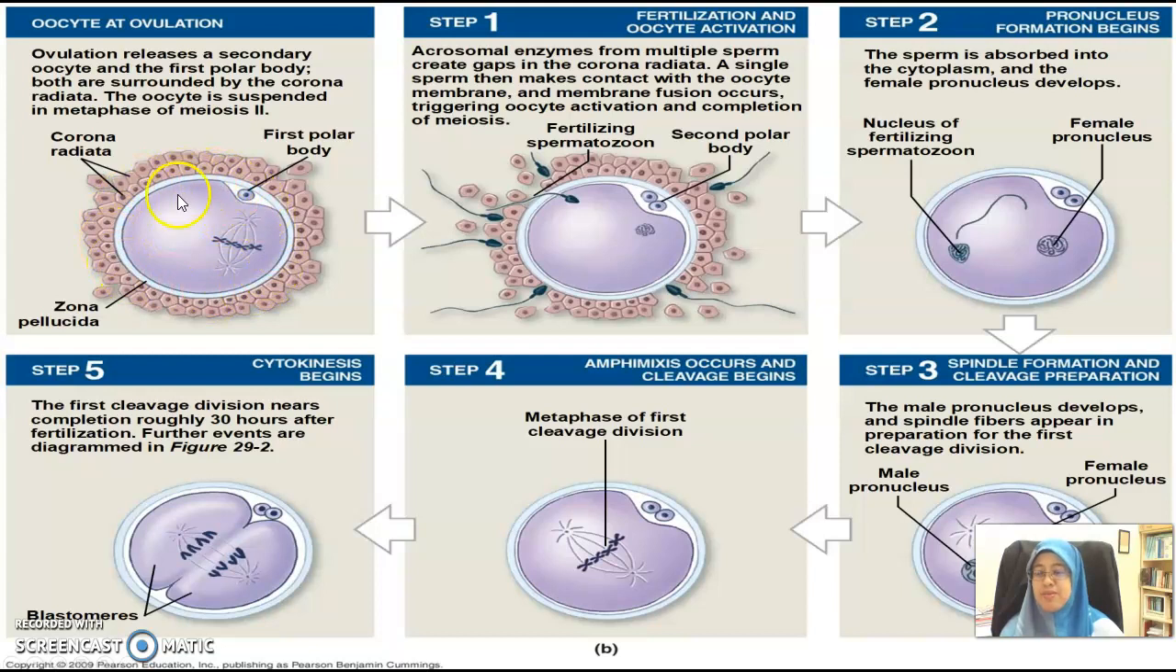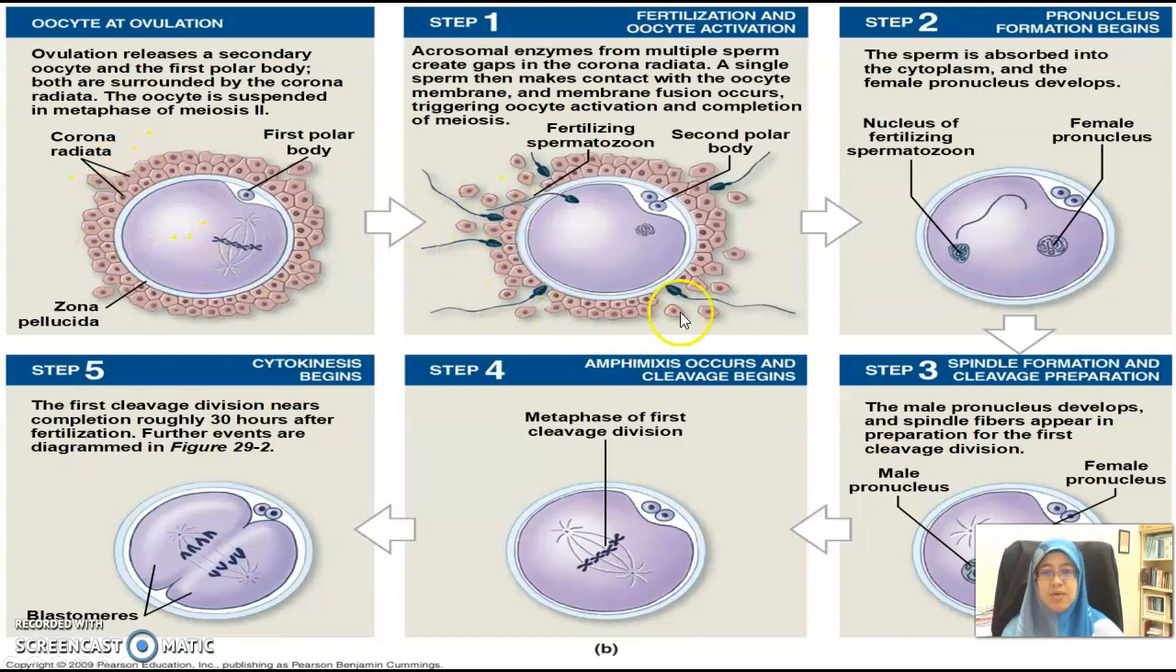This oocyte is covered by a zona pellucida. As I said, the first sperm that manages to touch the zona pellucida will be the one that finally fertilizes the secondary oocyte. Surrounding the zona pellucida, you can see one or two layers of cells. We call it the corona radiata.